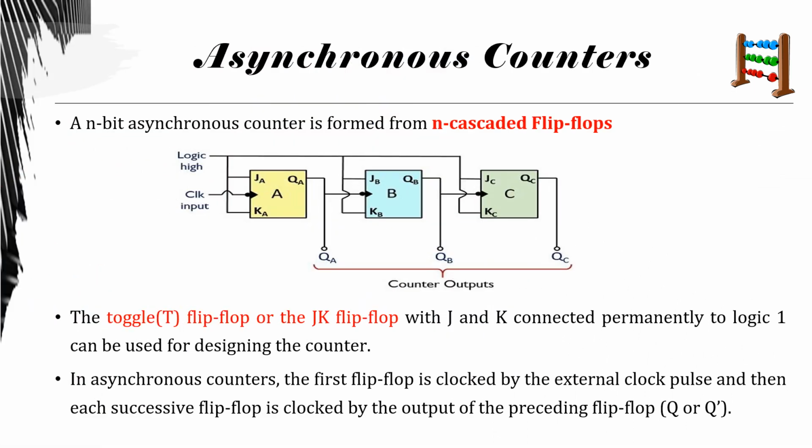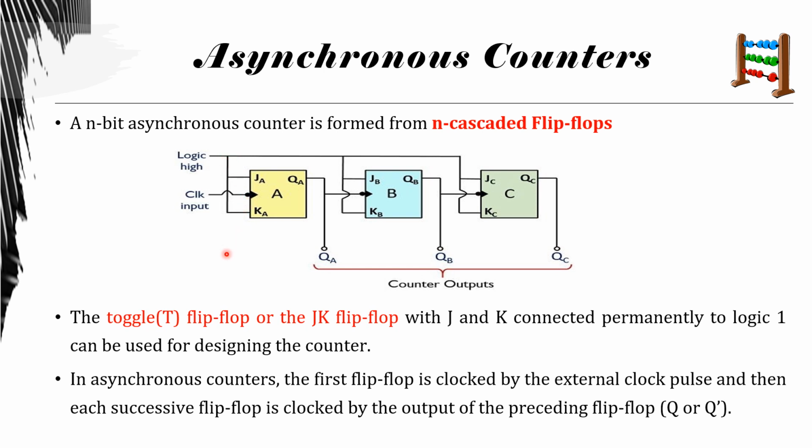Okay, now let's focus on asynchronous counters. An asynchronous n-bit counter can be formed from n cascaded flip-flops. That is, to have a 3-bit asynchronous counter, we need to connect 3 flip-flops in cascade or in a chain. We can make use of T flip-flops or JK flip-flops with J and K connected permanently to logic 1 for designing the counter.